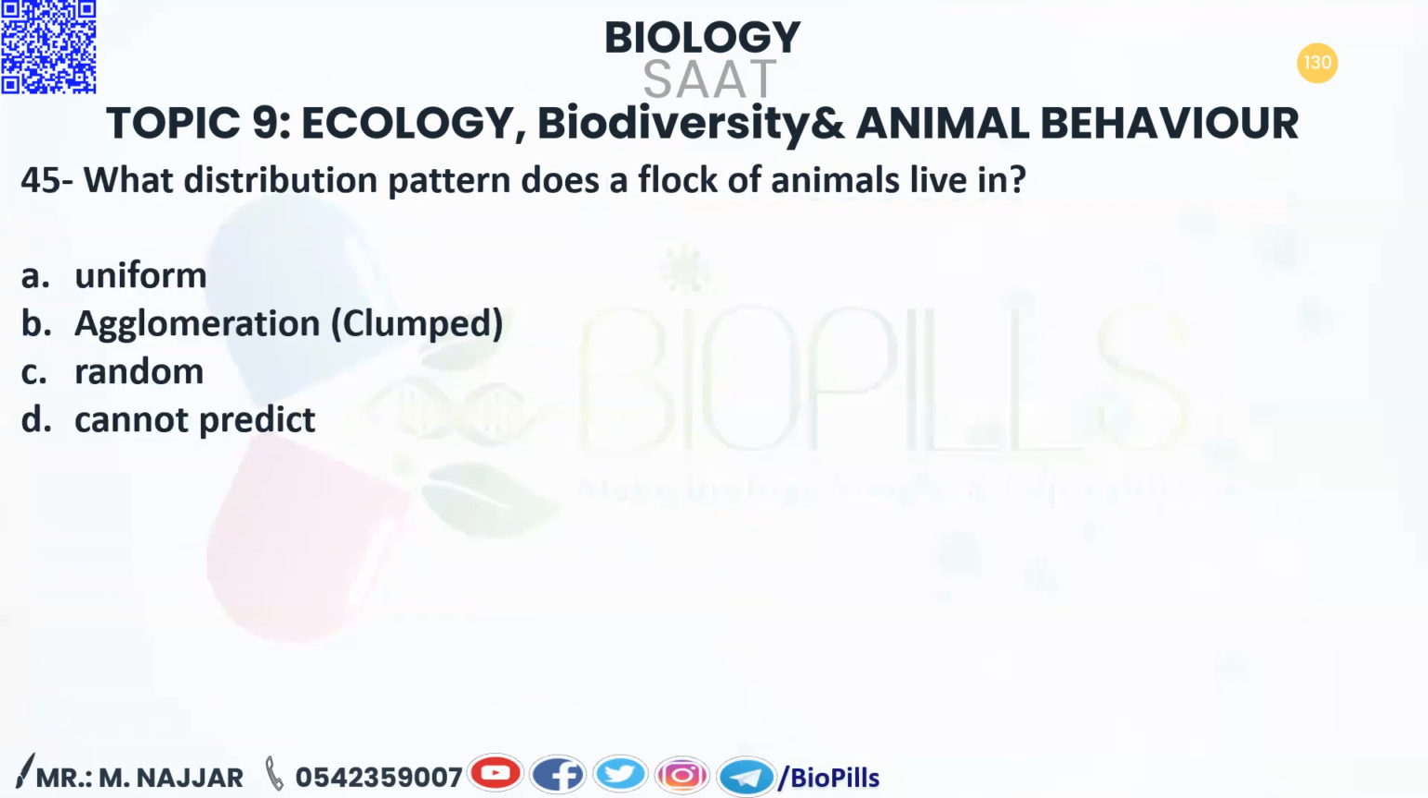Question number 45. What distribution pattern does a flock of animals live in? Flock, he said, a flock of animals. So he gave you the clue to answer. A, uniform. B, agglomeration. This one came in the exam, but it is descriptive, by the way, and it's never found in scientific books. It is clumped. C, random. D, cannot predict. I brought you the one that came in the exam and the scientific word in order to know it.